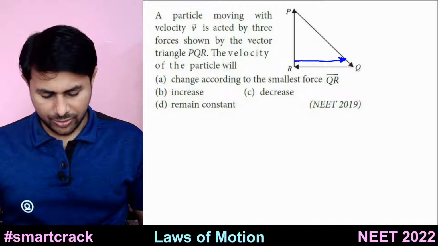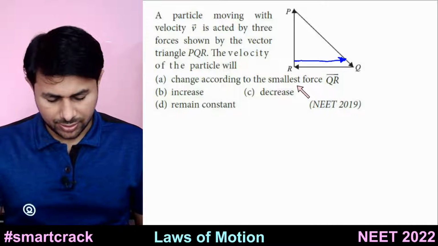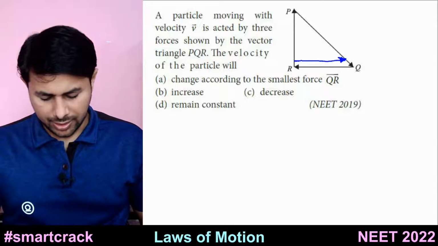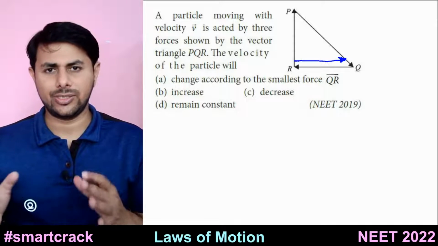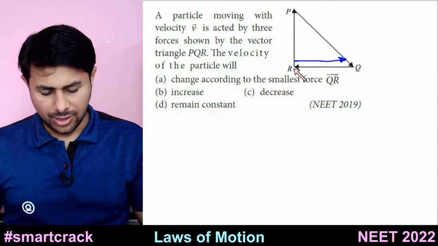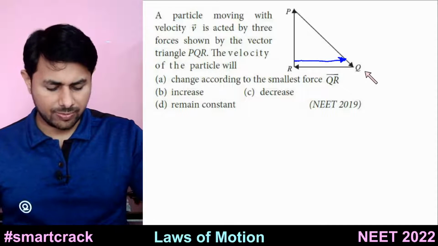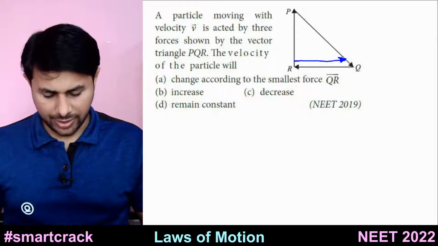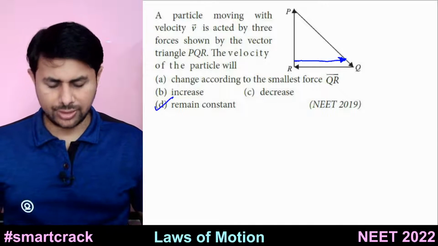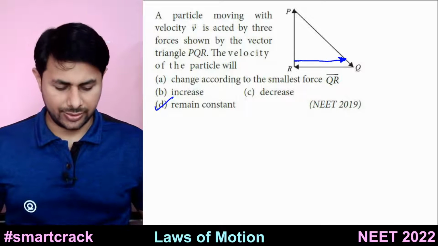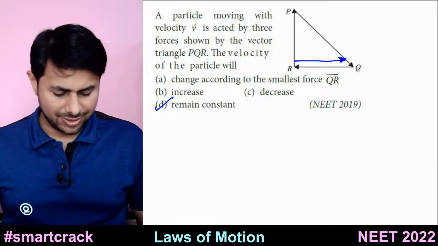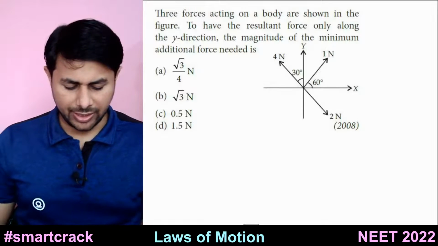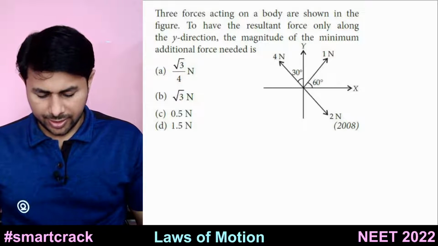Okay, and therefore now let's see the options. The velocity of the particle will remain constant since the net force is 0. Okay, so net force is like you are applying force in this direction, then you are applying force in this direction and this direction, which cancels out. Okay, and therefore the velocity will not change, it will remain constant. This was very simple, and it was in NEET 2019. All right, let's see another problem.